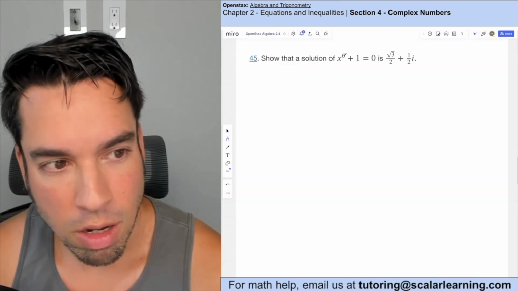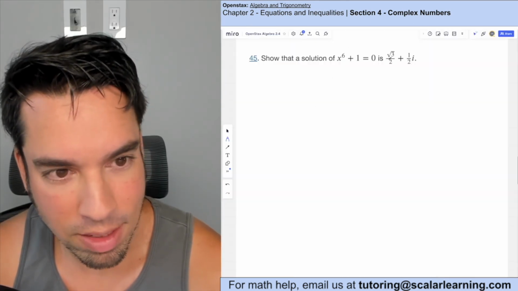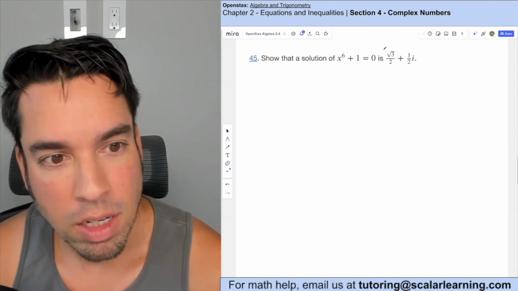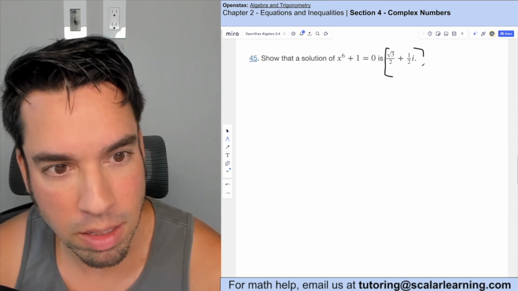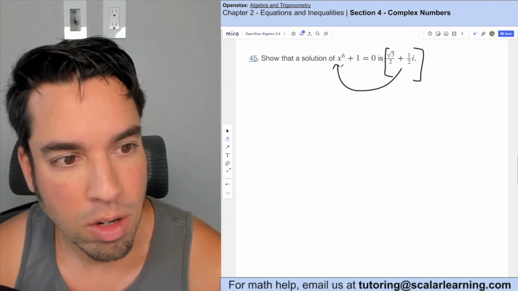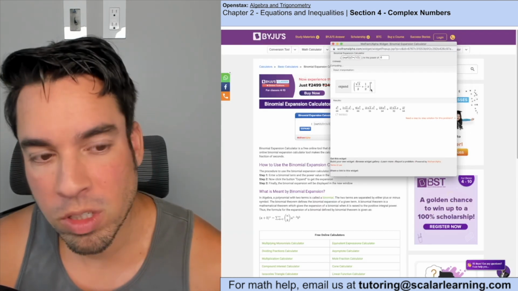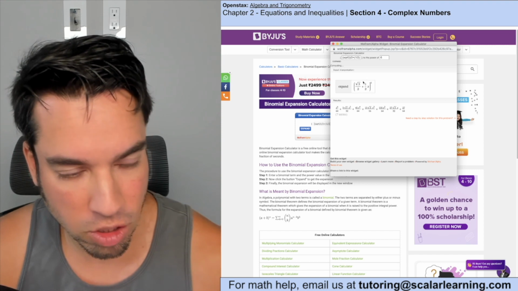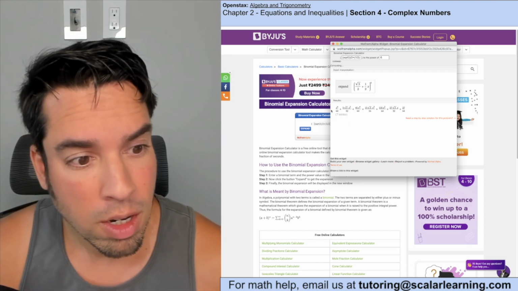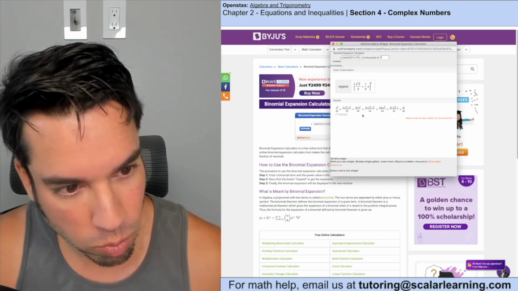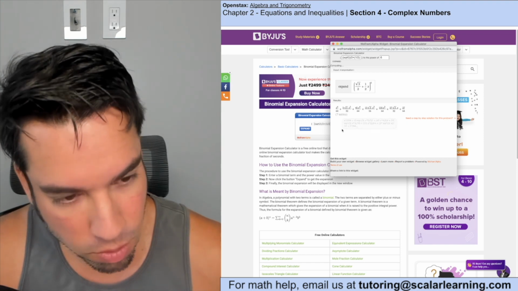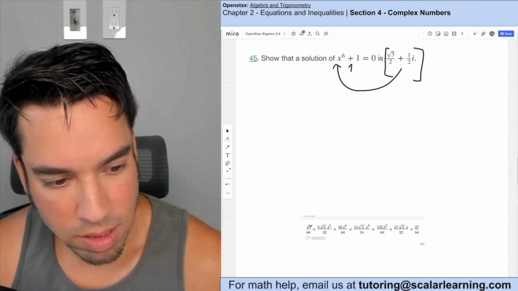Show that a solution of x to the 6 plus 1 is this. Well, basically what that would mean is if we plugged this in for x, we should get negative 1, because negative 1 plus 1 is 0. So again, I'm using my binomial expansion calculator, the technology that they said we can use, to get my binomial expansion, where x is simply the i value. So now let's go ahead and replace all these x's with i's.